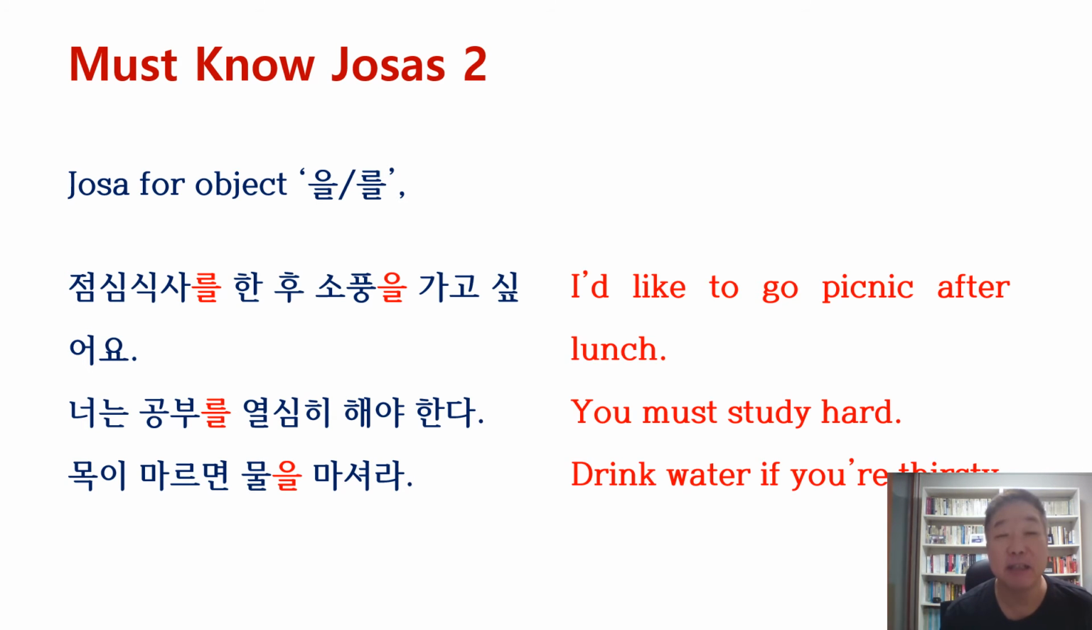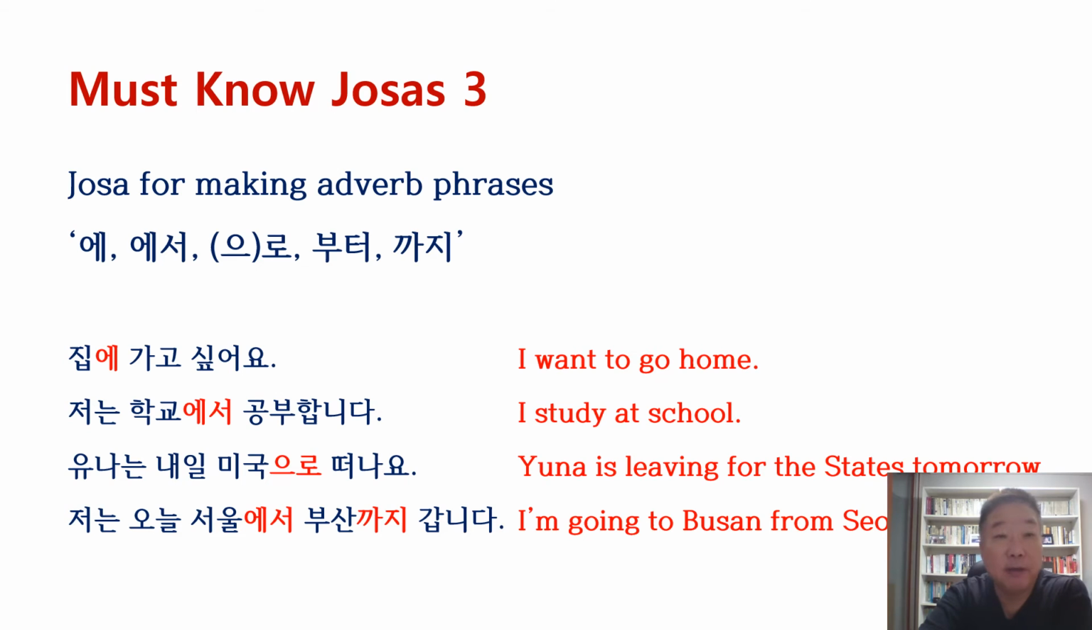을 and 를. Like this. 점심 식사를 한 후 소풍을 가고 싶어요. I'd like to go on a picnic after lunch. 너는 공부를 열심히 해야 한다. You must study hard. 목이 마르면 물을 마셔라. Drink water if you're thirsty. 을, 를. These are josas for object. Okay? And the next one, must-know josas, the third.